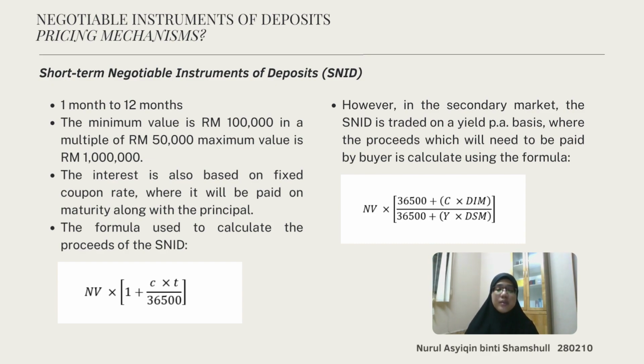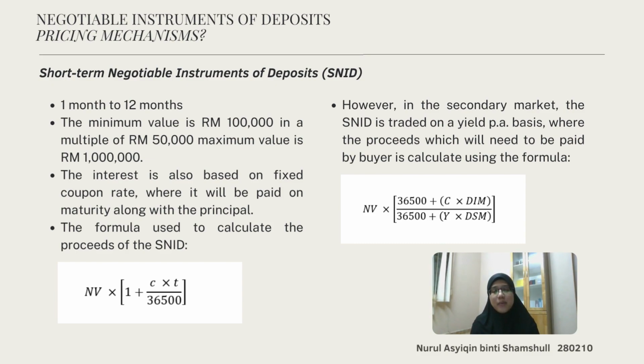The interest is also based on a fixed coupon rate, where it will be paid on maturity along with the principal. Below is the formula used to calculate the deposit of SNID, where NV is the nominal value, C is the coupon interest rate per annum, T is the number of days between the issued date and the maturity date.